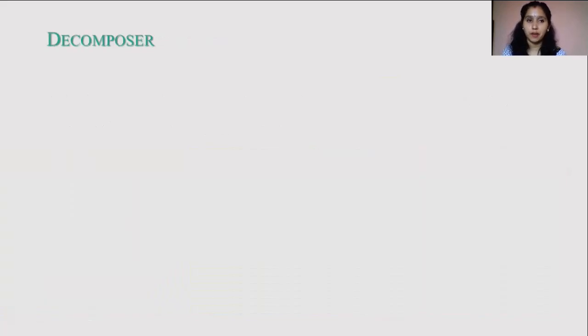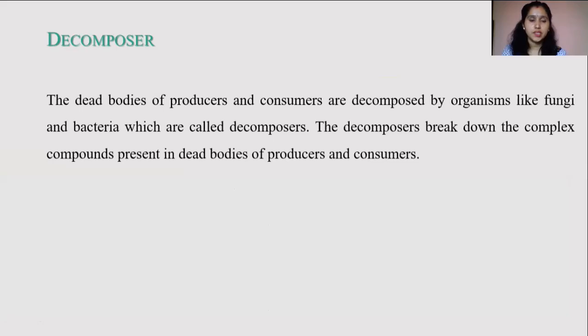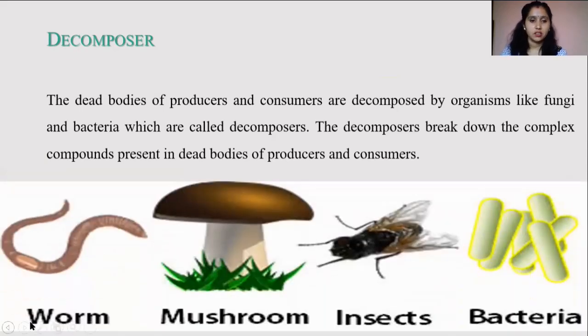Another biotic component of the environment is the decomposer. Let's know about this. The dead bodies of producers and consumers are decomposed by organisms like fungi and bacteria, which are called decomposers. So the decomposers break down the complex compounds present in dead bodies of producers and consumers. You can see the figure here. The worm, mushroom, insects, bacteria, there are some organisms which decompose dead organisms. The dead bodies of organisms are decomposed with the help of such organisms. They help to decay the dead body, so they are called decomposers.